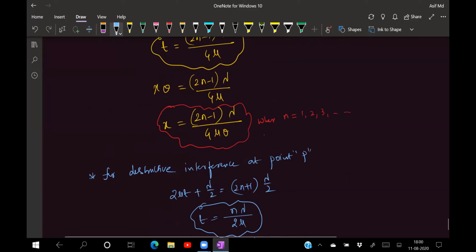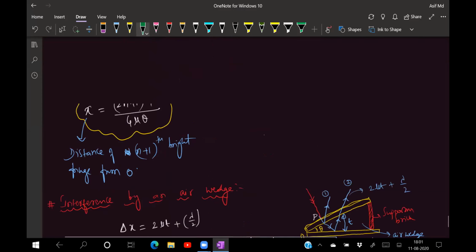And here x is nothing but, I'll write with a green pen right now, the distance of the nth bright fringe from O. So that will be the basic condition.